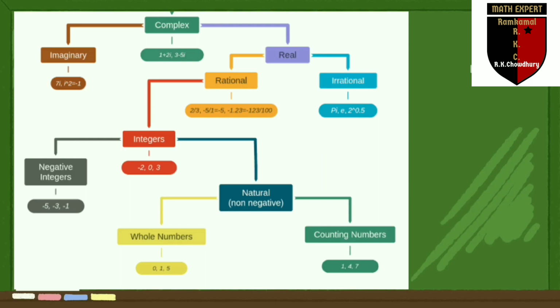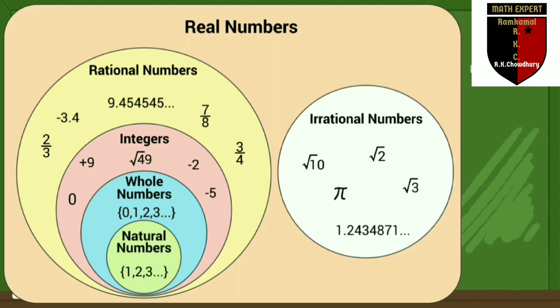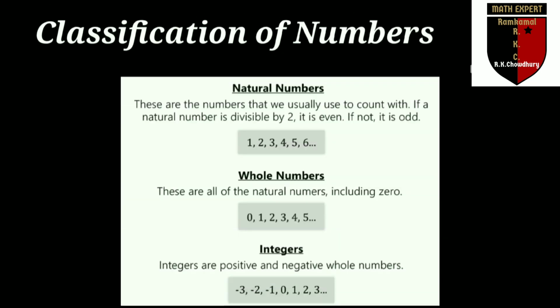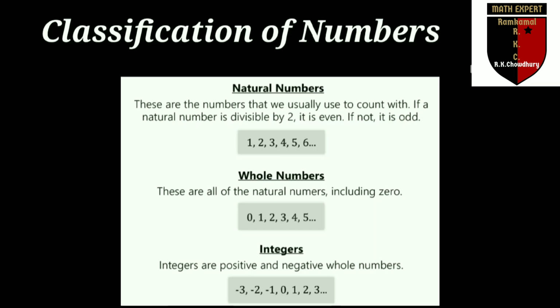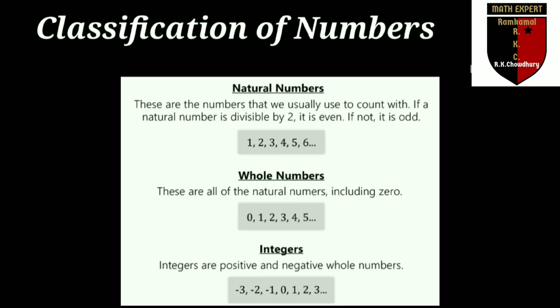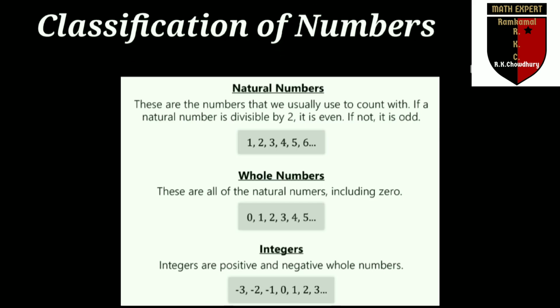Natural number means counting numbers 1, 2, 3, 4 and so on. Whole number means 0, 1, 2, 3, 4 and so on. That is all natural numbers together with 0. Integer means 0, plus minus 1, plus minus 2, plus minus 3 and so on. That is, 0, positive integers and negative integers all together are called integers.